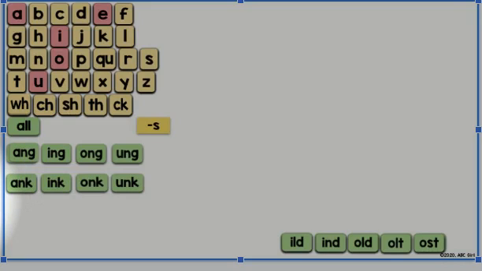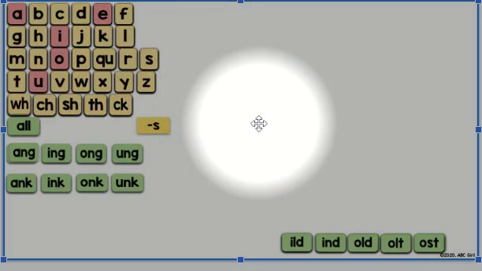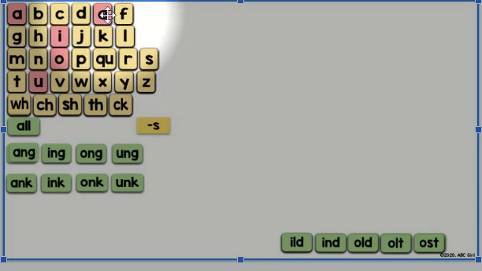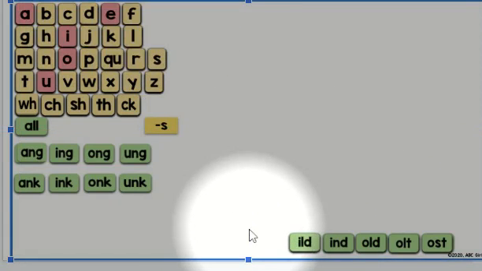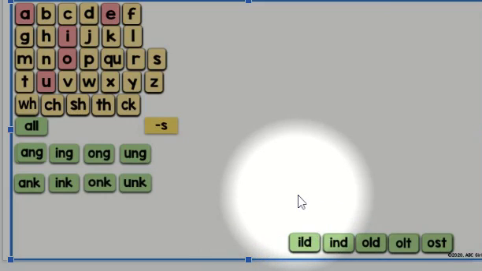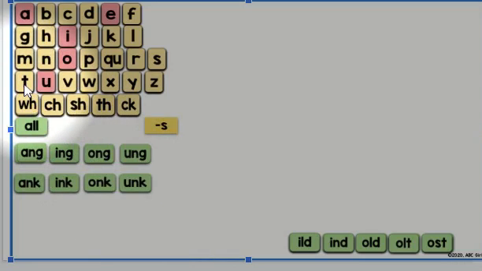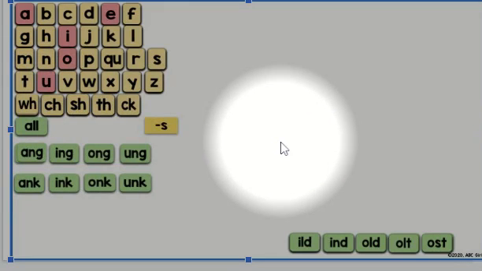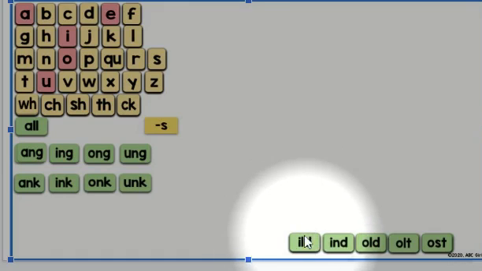What says S? Repeat it. Point to S. Did you point to S? What says eh? Repeat. Eh. And point to E. What says T? Repeat that sound. And point to T. What says iled? Repeat iled. And point to ILD down there.